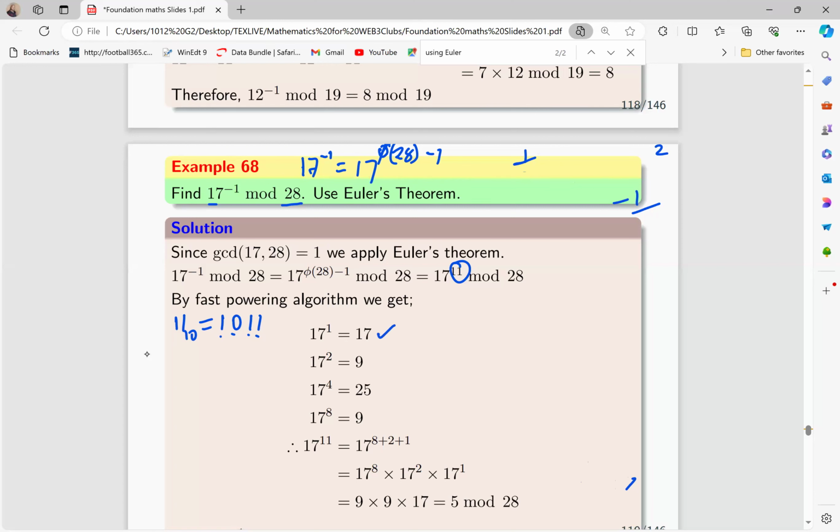First squaring 17 raised to 2. Let me just use my calculator. 17 squared is 289. Our divisor is 28. It goes there 10 times, and the remainder is 9. That's my second. So I'm done with the second, beginning from this side. I've done my first, I've done my second. Let me do my third. I square 9, get 81. Divide by 28. It goes there 2 times, and the remainder is 25. So I've done the third.